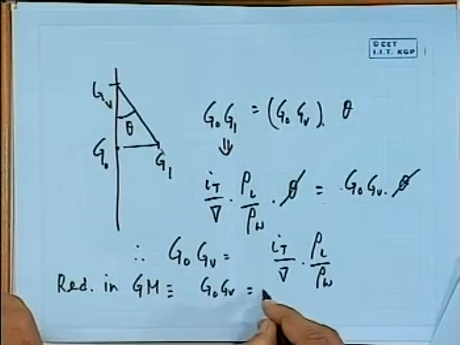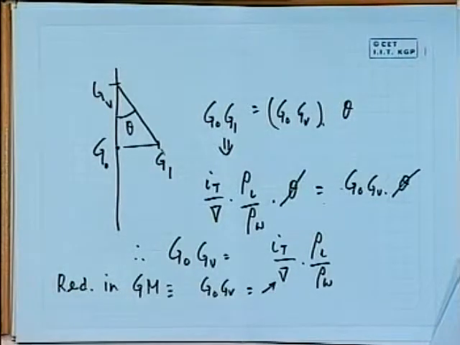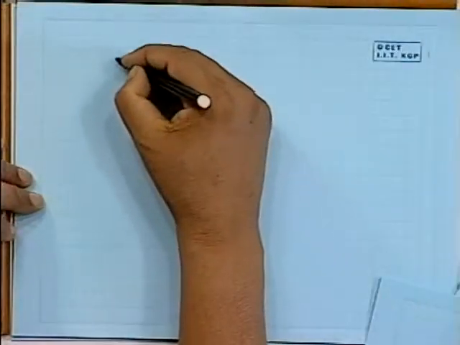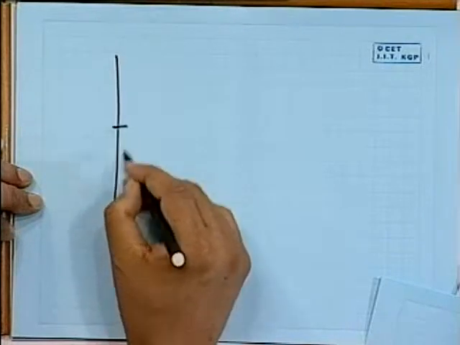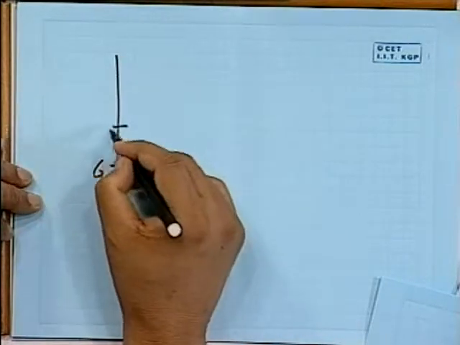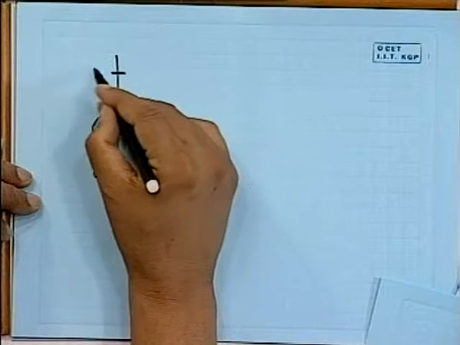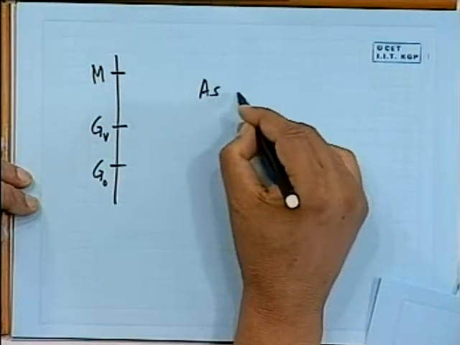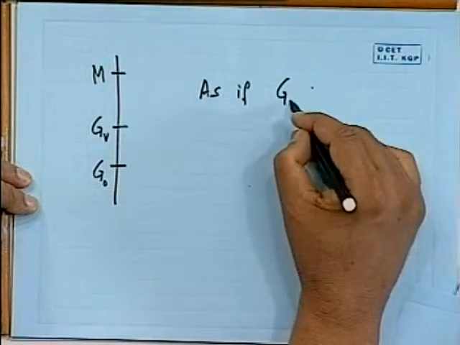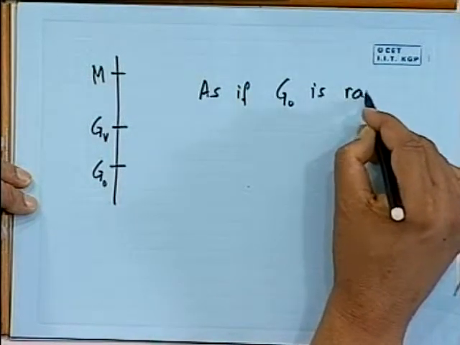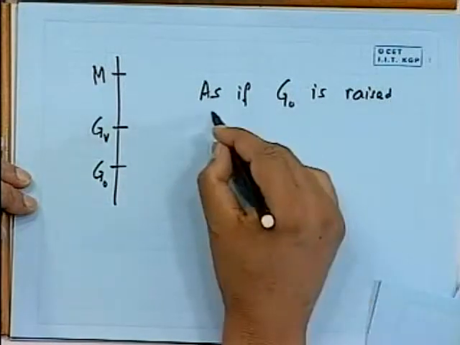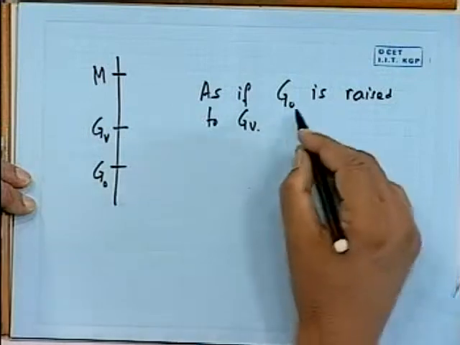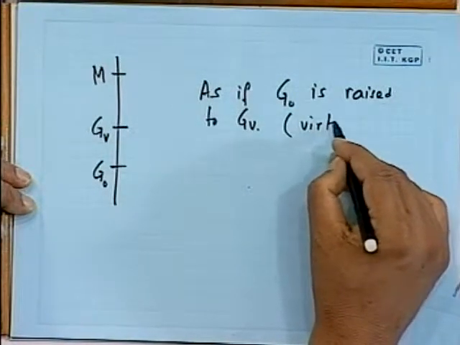What has happened, therefore, is that earlier my G was acting through this point, and now my G is acting through a raised point, as if G0 is raised to GV. That's why we are calling it GV, because it is like a virtual G.